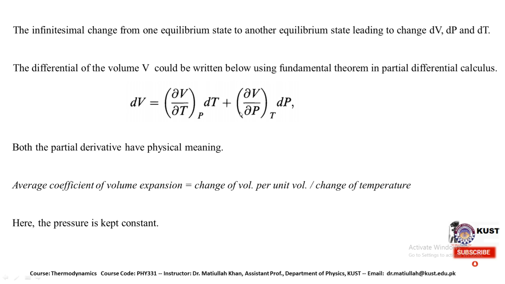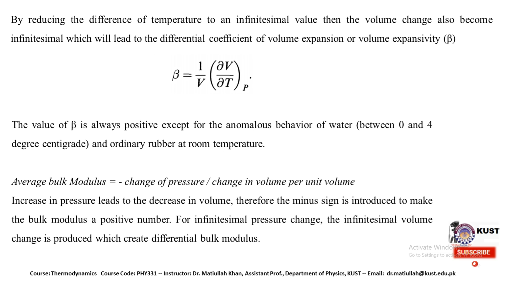For the other part of the equation, we want to know the physical interpretation, which can be easily understood from the average bulk modulus. The definition of average bulk modulus is the negative of the change of pressure with respect to the change in volume per unit volume. Normally it is our experience that if we increase the pressure, there will be a decrease in volume if we keep the temperature constant. Therefore the minus sign in this equation has been introduced to make the value of the bulk modulus a positive number.